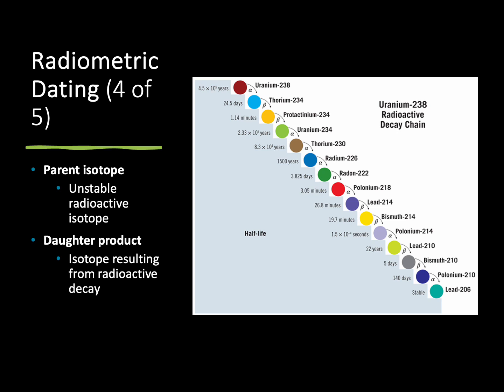So we call the original atom the parent isotope. This is the one that's totally unstable and is either going to let something out of the nucleus or capture something. But the slightly more stable isotope is going to be called the daughter isotope. So this is the one that results from the radioactive decay, the one that is slightly more stable than the original parent isotope.